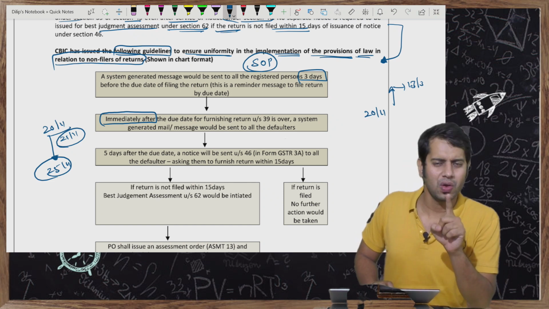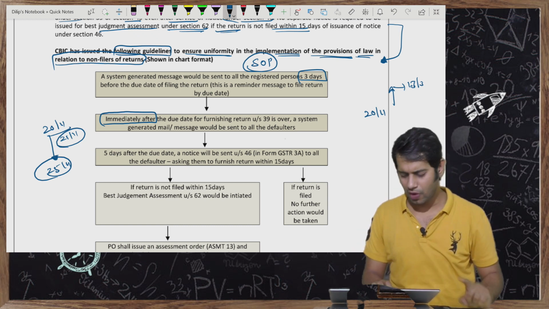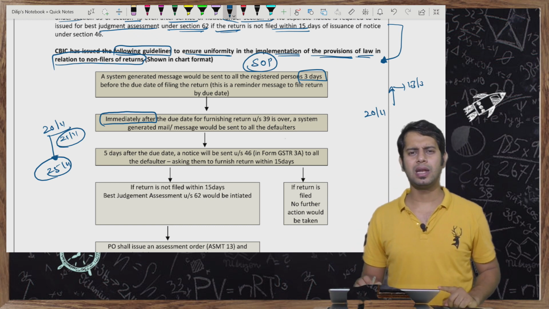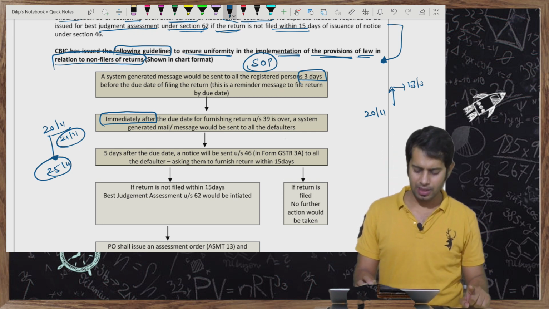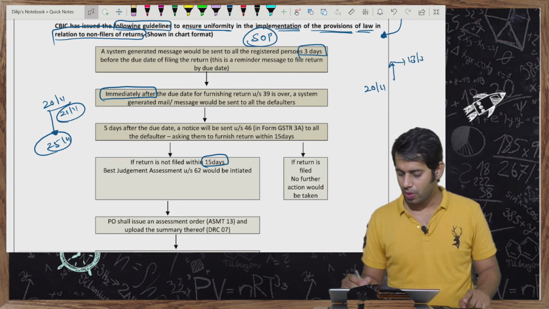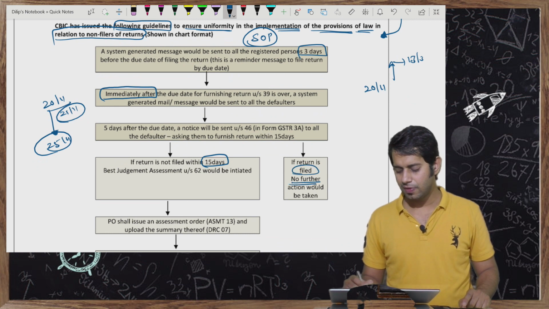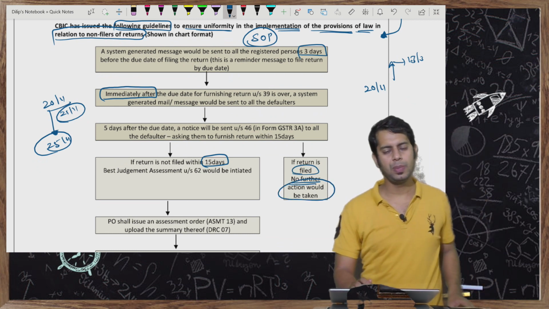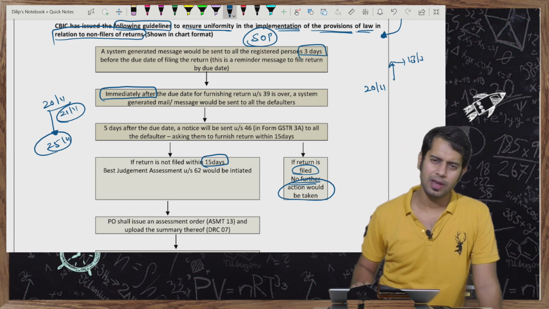Hey Mr. Dilip, you have not filed the return. Please file the return within 15 days. Now, if I have filed the return within 15 days, no further action will be taken by the officer. The officer will not do anything else.